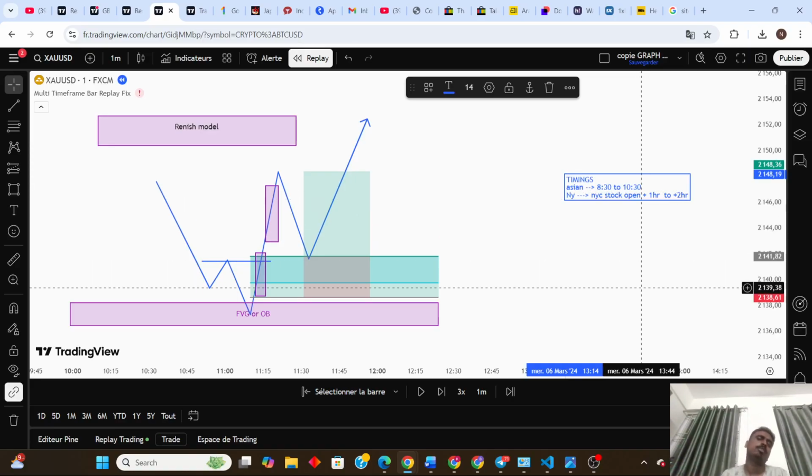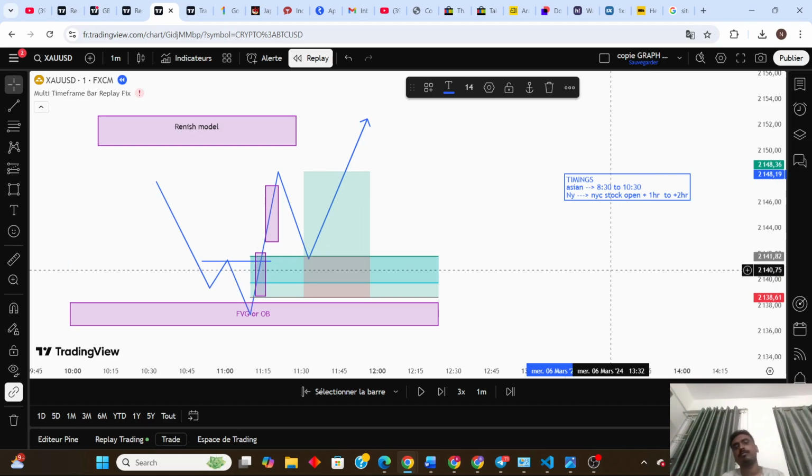The Asian session likes to retest a lot. It chops a lot, right? And there is some volume, especially in gold. After the New York stock open plus 1 hour, all the volume is gone, and the market is going one way, not retesting at all. That's why these timings are so important.